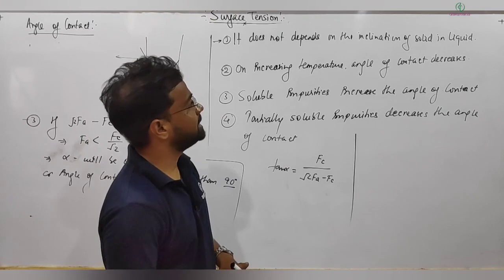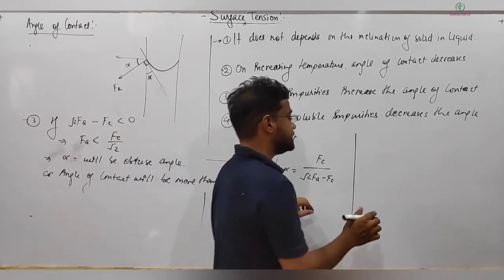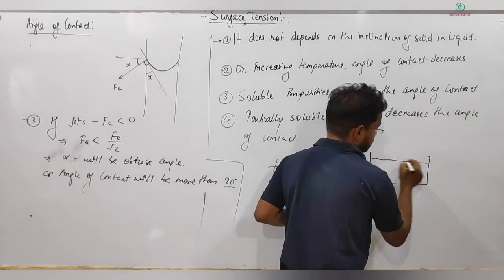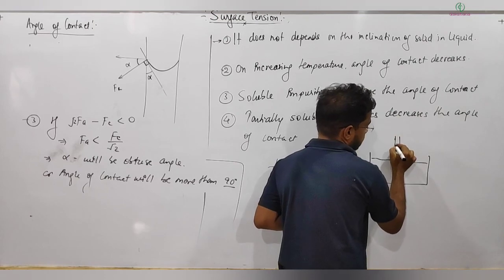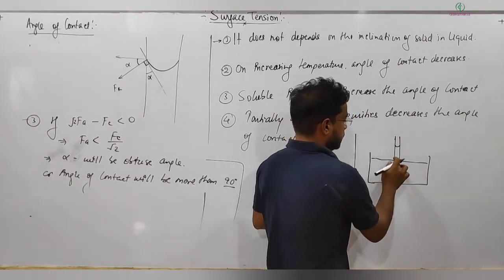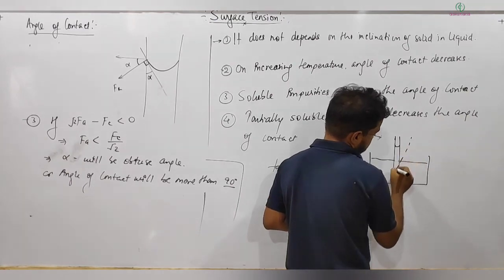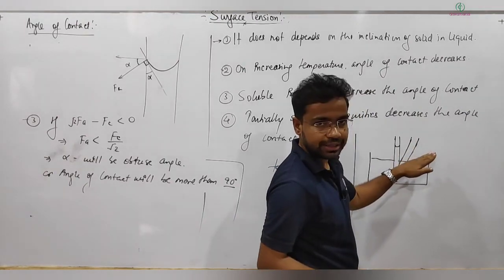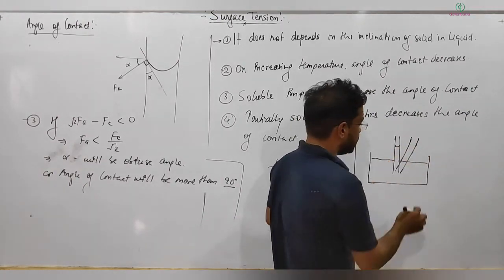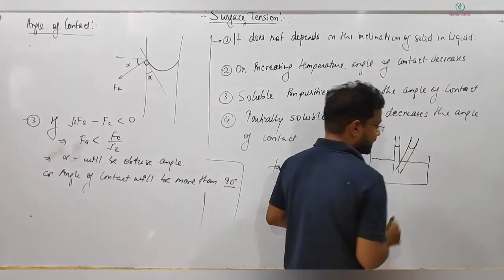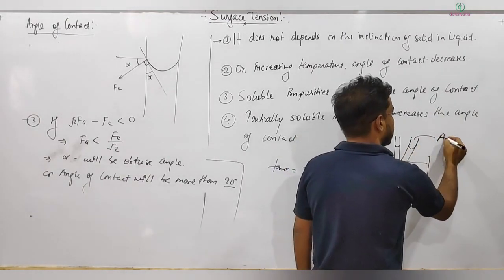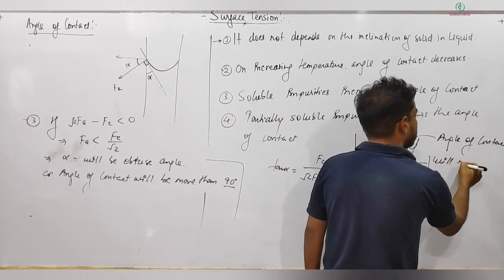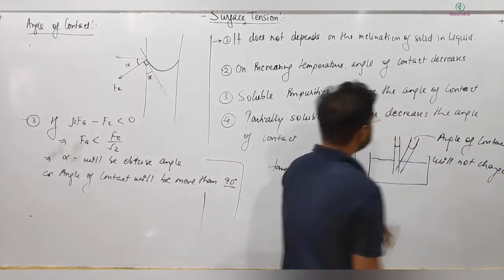First, it does not depend on the inclination of solid and liquid. What is it exactly saying? Let's say this is a container and capillary is there and some angle of contact. This is the orientation. If this capillary is inclined at some angle, let's say like this, in that situation, on inclining the solid, basically capillary, the angle of contact will still remain exactly the same. Angle of contact will not change. That is the meaning of point 1.